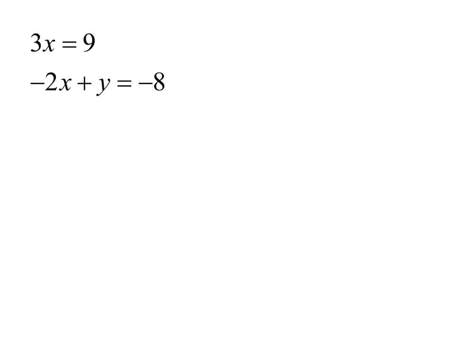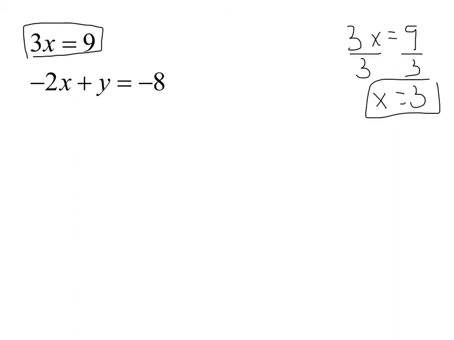Okay, so the first step says that I need to get a variable alone. Okay, so it looks like this equation would be easier to get x alone because 3x equals 9. All I have to do is divide by 3. So now I have x is equal to 3. Okay, so I'm going to substitute x is equal to 3 into my second equation.